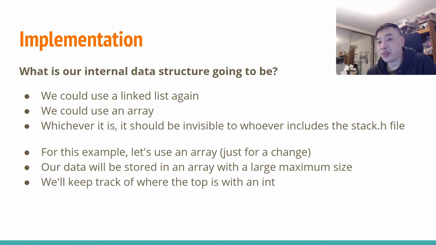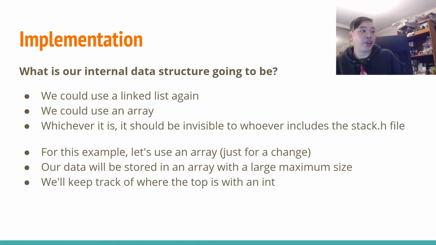It doesn't matter which of these we're going to use, because whichever one we end up using, whoever's using the main.c will just see the stack, and they won't know what's happening underneath. So we used a linked list for the queue. I'm going to use an array for this just to show you that in a sense, the decision of how to store the data is based on who's going to implement it and how they're going to go about it.